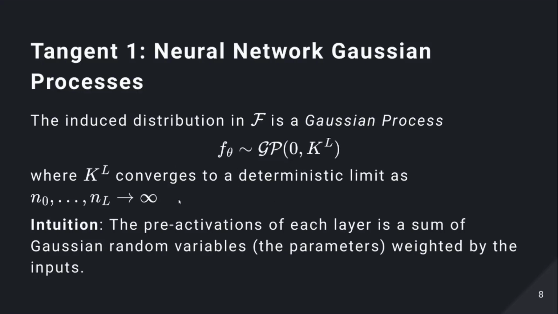So the intuition for why we get a Gaussian process, even note that we get a Gaussian process even in the finite dimensional case, is that the pre-activations of each layer, so before we apply the nonlinearity, are a sum of Gaussian random variables, the variables being the parameters weighted by the input. And when you have a sum of Gaussian variables like this with some weights, the output distribution is also a Gaussian. So that's the key intuition for why it works.